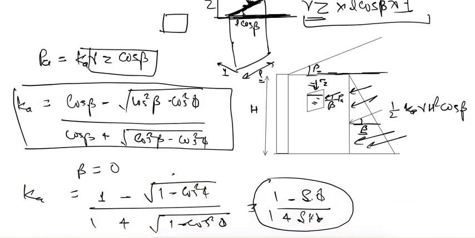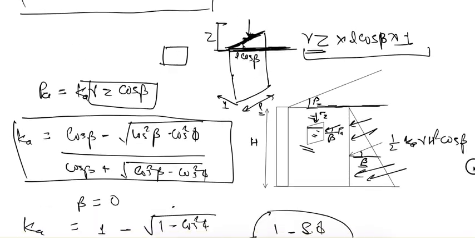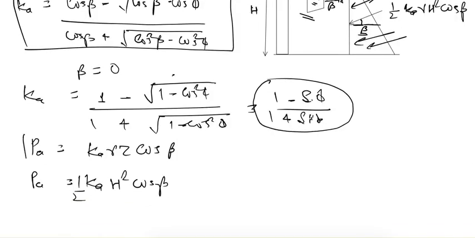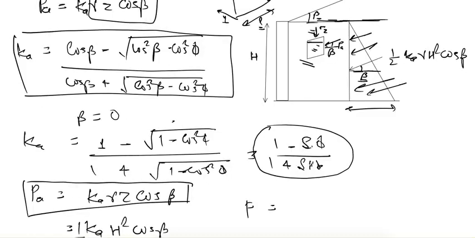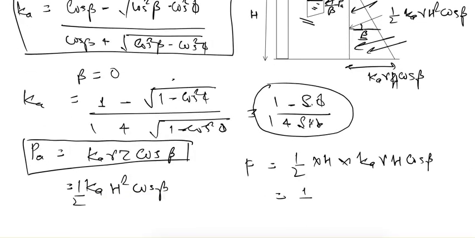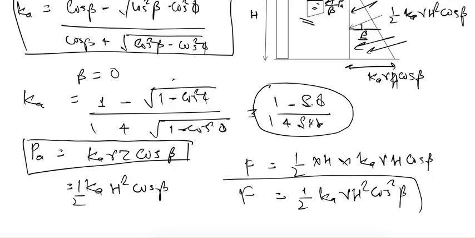The derivation can also be done for this. It is also done using a Mohr circle, but that is not important. You just remember that the active earth pressure is given as Ka gamma z cos beta. So the force per unit length of the wall: if this ordinate is Ka gamma z cos beta and this depth is h, the force will be half into h into Ka gamma h cos beta. So the force is equal to half Ka gamma h square cos beta. So you can remember this.